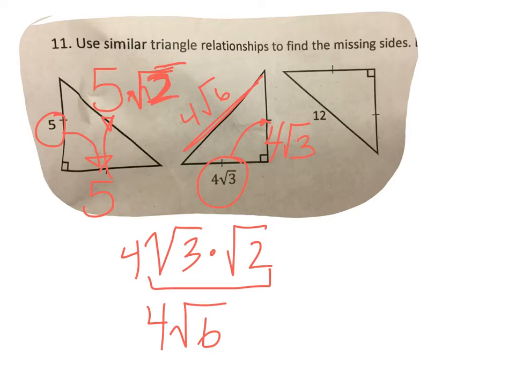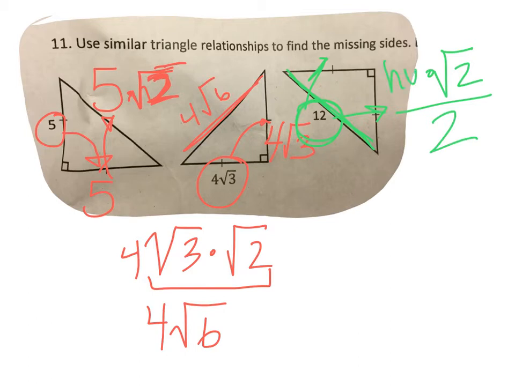Now you'll notice on this third problem that we know the hypotenuse. When we know the hypotenuse is a whole number, there are 2 things that we have to do in order to figure out what the side length is. Number 1, we multiply by the square root of 2. The second thing we do is we divide it by 2. So whenever we know the hypotenuse, we do this operation.